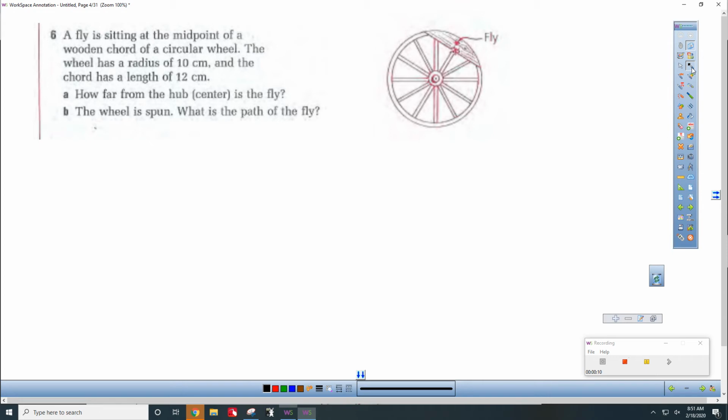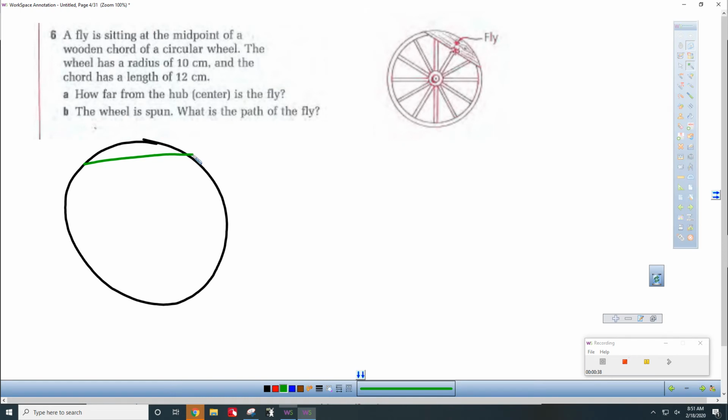circle Pythag problem. That's what I like about geometry, is it just starts to relate all these things that you may not have thought were related. So, for some reason, this wheel has a cord running through it. Maybe they had to fix it or something. Now, that cord has a length of 12, the whole thing. And then the radius is 10.